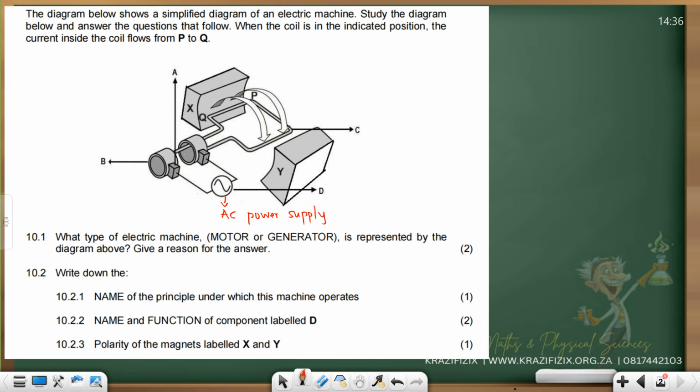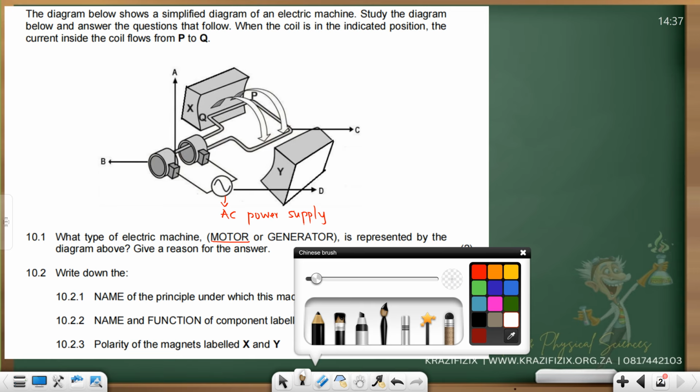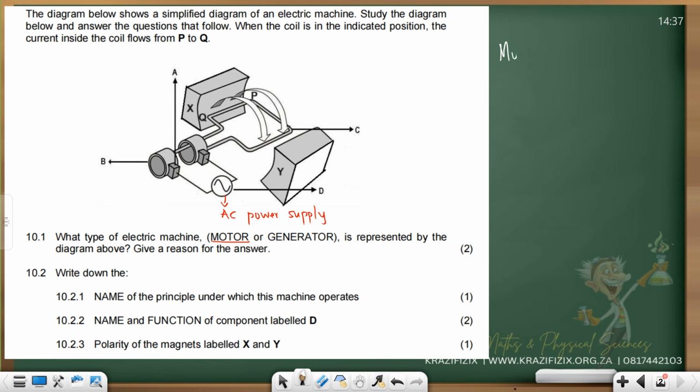If there's a power supply, it changes this from being a generator. It makes it now what? A motor, because we are converting electrical energy to mechanical energy. Okay, so this is a motor because it has a power source. Name the principle. A motor would work on the principle called the motor effect.